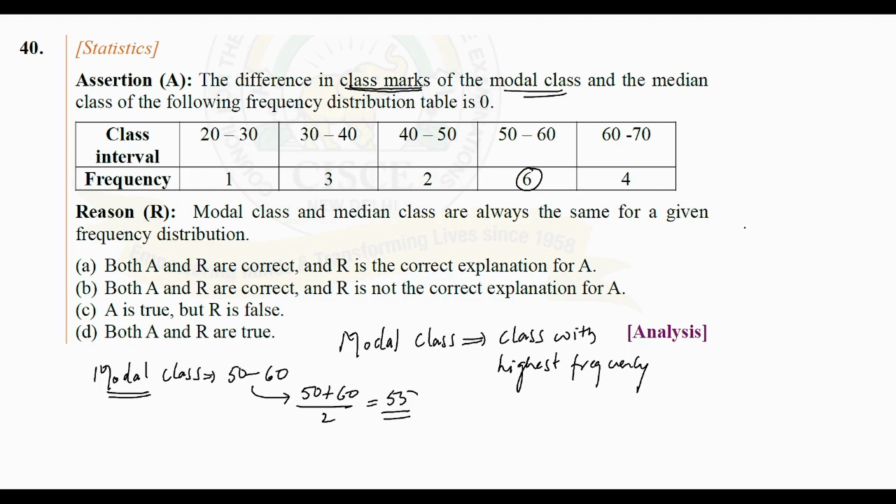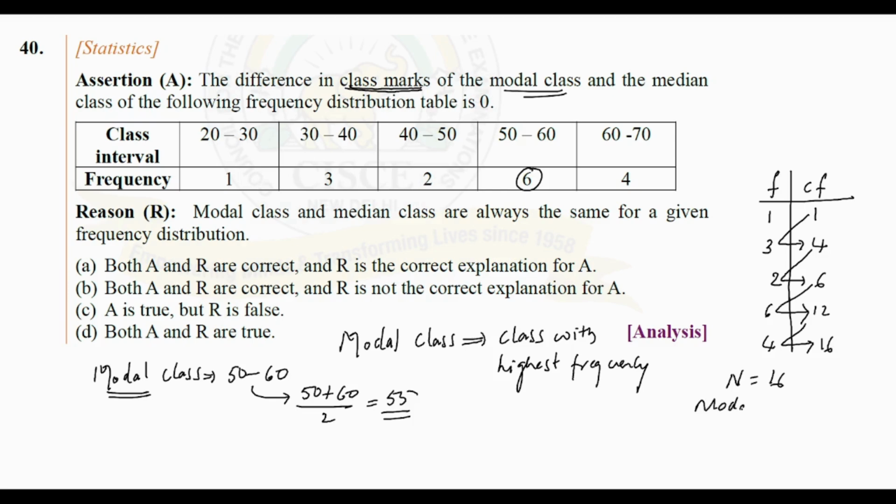How do you identify the median class, children? You must know the frequency is given to you over here, and the cumulative frequency is to be found out whenever you want to find the median. Frequency is 1, 3, 2, 6 and 4. Cumulative frequency is 1. The first cumulative frequency and the first frequency will always be the same, keep that in mind. So 1 plus 3, 4. 4 plus 2, 6. 6 plus 6, 12. 12 plus 4, it is 16. So our n becomes 16.